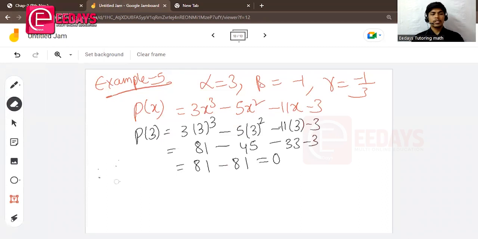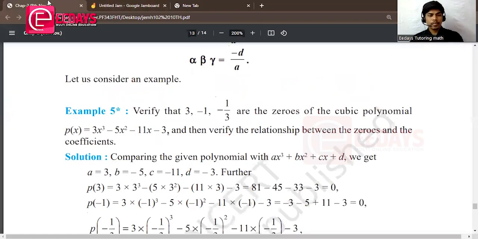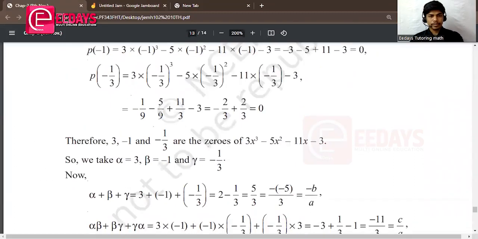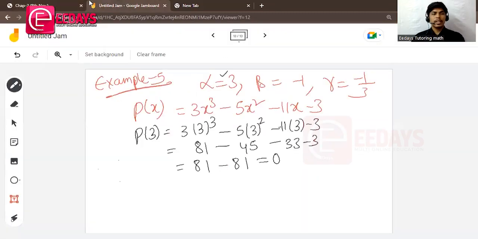So if you got 0 as a remainder, then alpha is equal to 3 we have to take. Now one thing is confirmed: alpha is equal to 3. And now let's try with beta, P of minus 1.